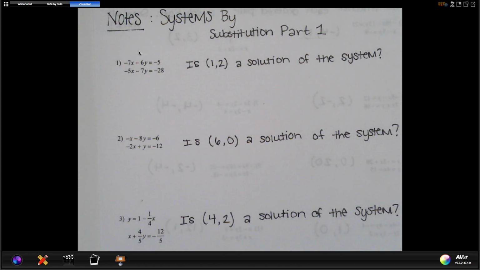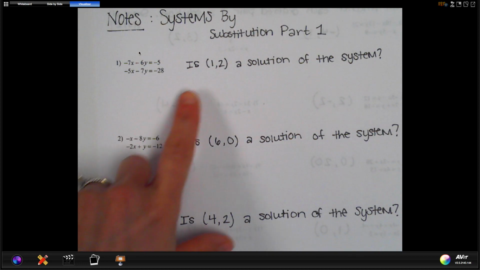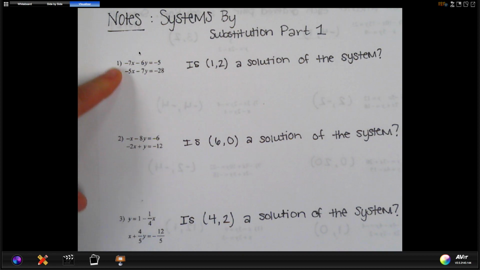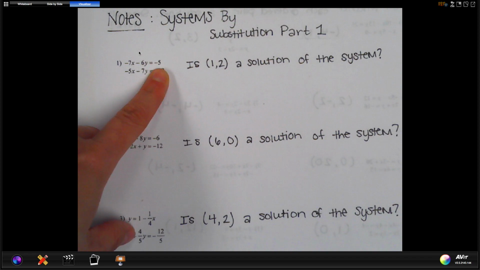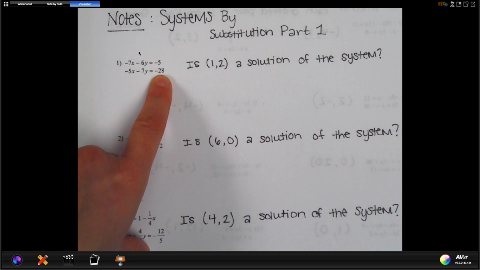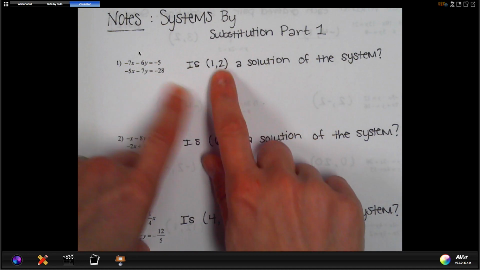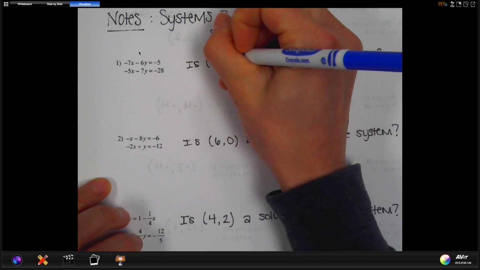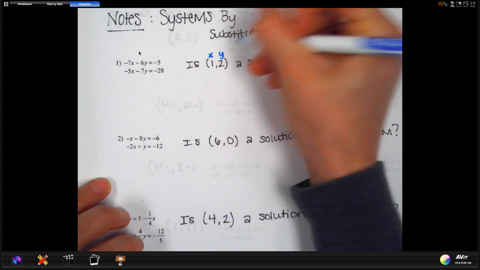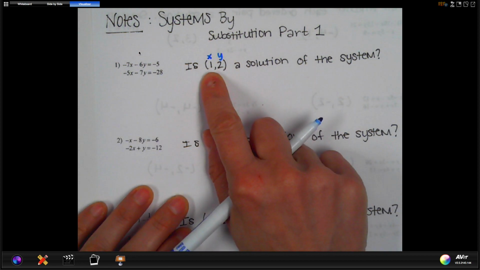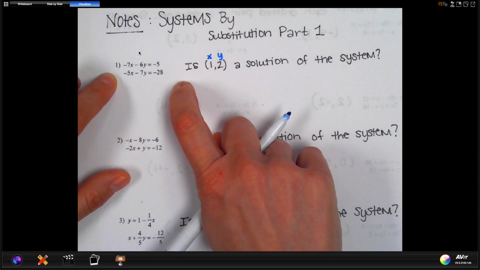Okay, so on this side we have our notes. We have three examples to go through. So the first one says, is (1, 2) a solution of the system? And the system that they've given us here is negative 7x minus 6y equals negative 5, along with negative 5x minus 7y equals negative 28. When we do a question like this and they give a suggested solution, we have to remember that in the ordered pair, the first number is x and the second number is y. So we can substitute 1 in for x and 2 in for y in each equation and see if it works.